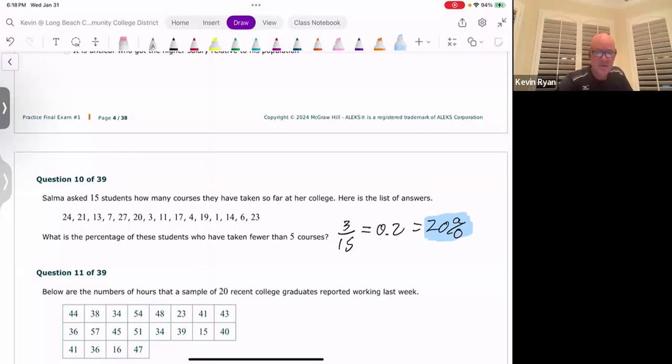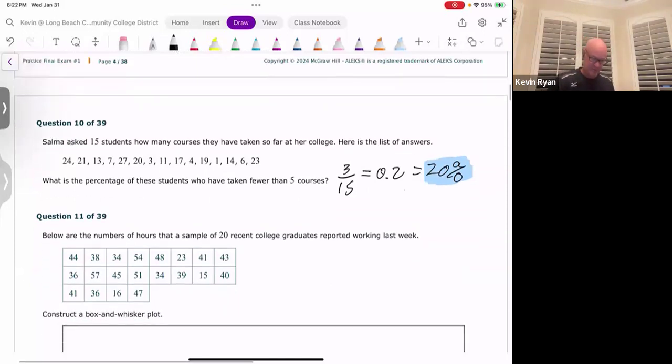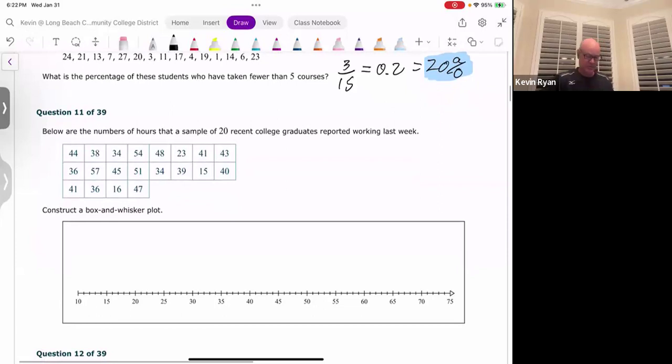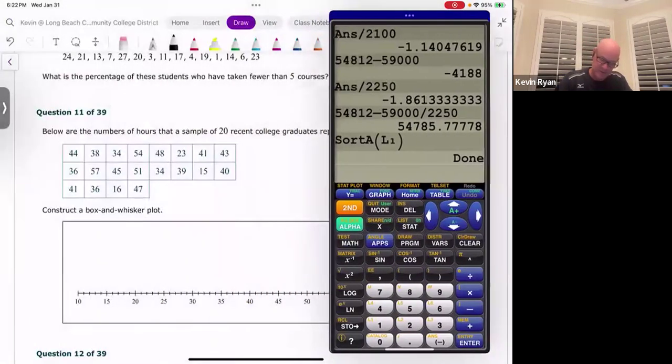All right, we are now to doing a box and whisker plot. So let's go ahead and put this data into list one.